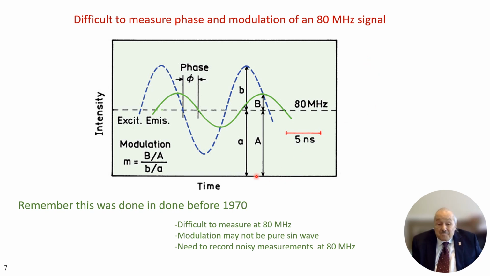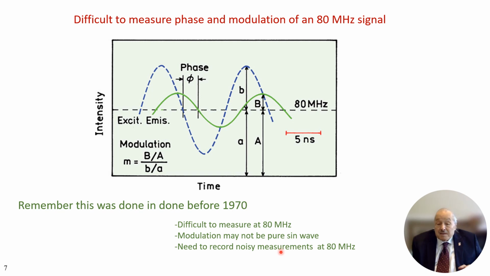Here's a time scale for the 80 megahertz signal showing what 5 nanoseconds is. And there's the incident light, and the phase you see is delayed in time. In order to measure this, you'd be measuring a couple of nanoseconds. And the modulation is decreased, as we'll explain later, by the form of the intensity decay.